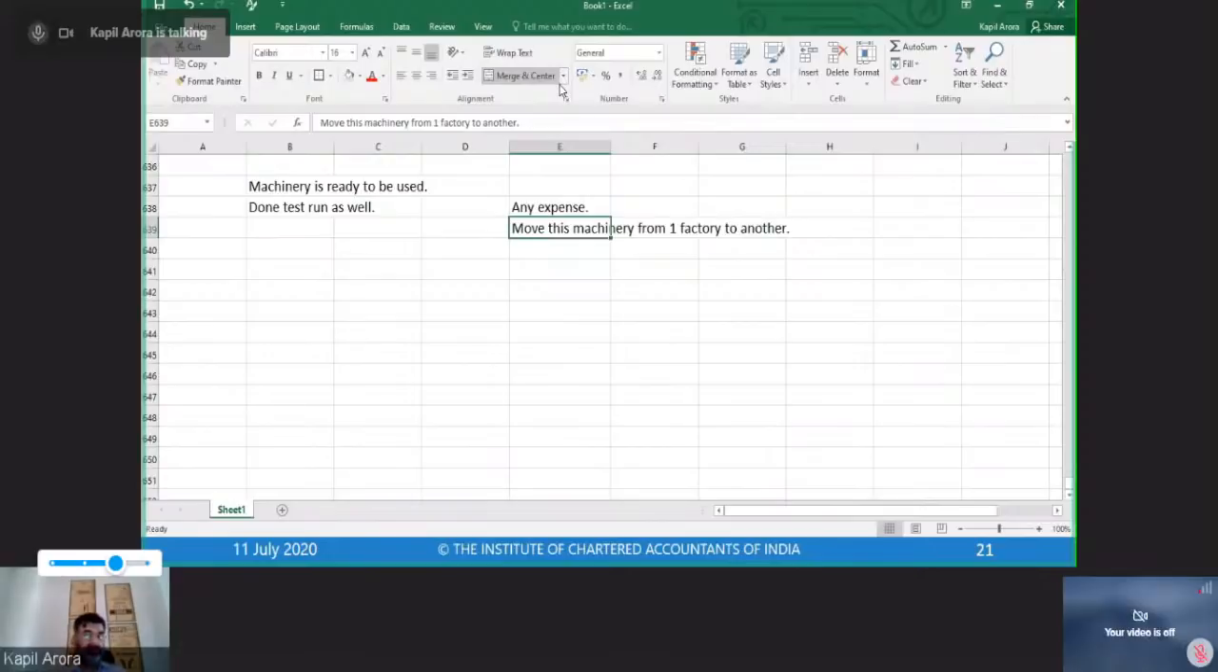So any expense once asset is ready for use, for example, moving machinery from one factory to another, this movement happening once asset is ready for use. If asset had not been ready for use, then it could have been added. This cost which we are talking about here will be charged to profit and loss account once the asset is ready for use.